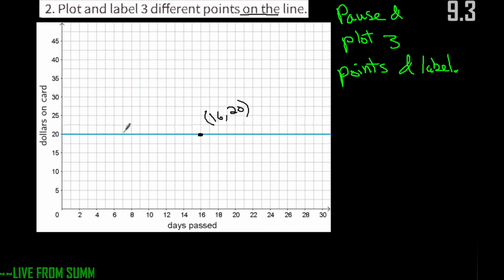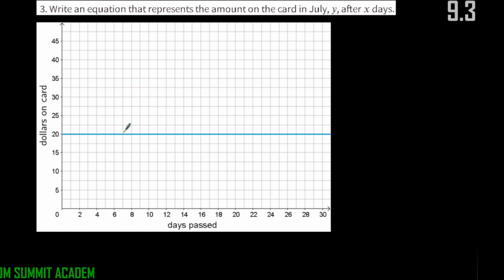All right, now that you plotted 3 points, moving to the last part, it says write an equation that represents the amount on the card in July, which is y, after x days. Well, our graph, regardless of the days, is going to be 20. And so a way I can write this is y equals just 20. And if you want to, you can check using that graphing calculator. You can say, hey, what does this look like? Well, it should be a horizontal line because there's no change regardless of what we have on our x-axis. Regardless of that, our y value is not changing.